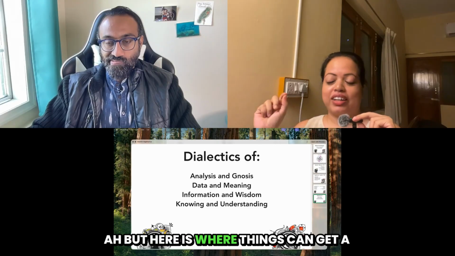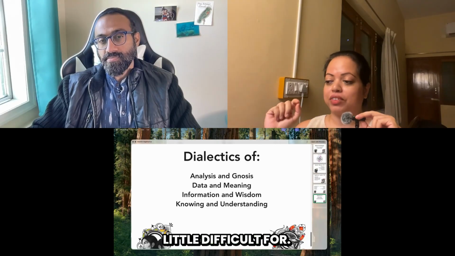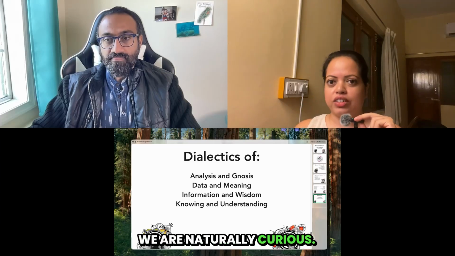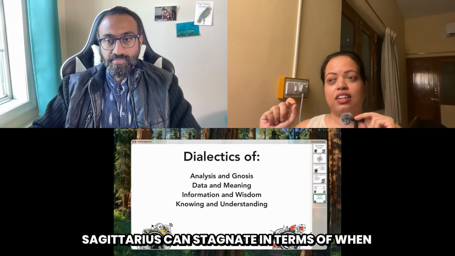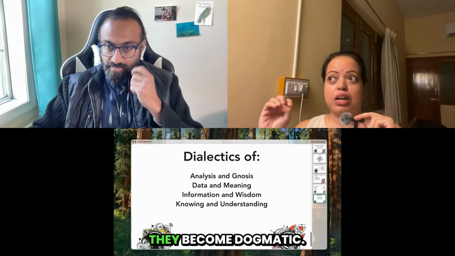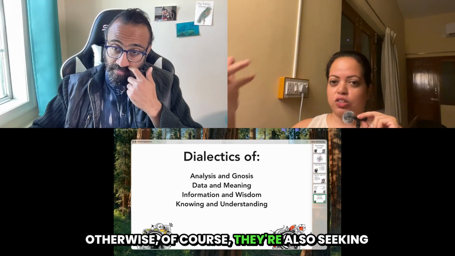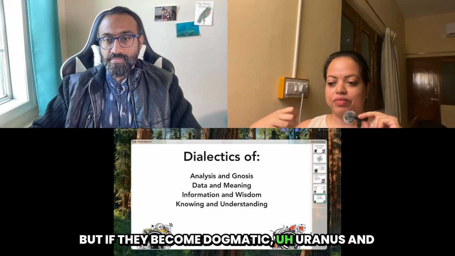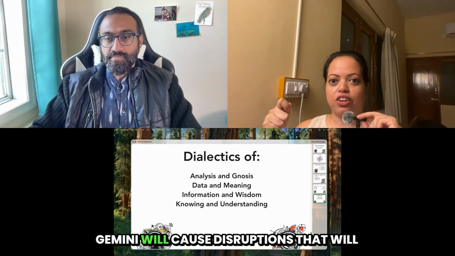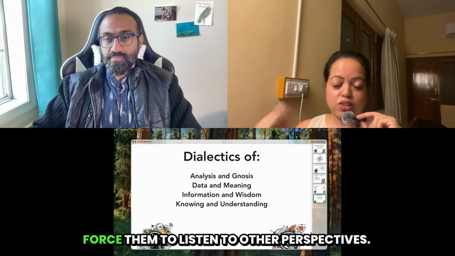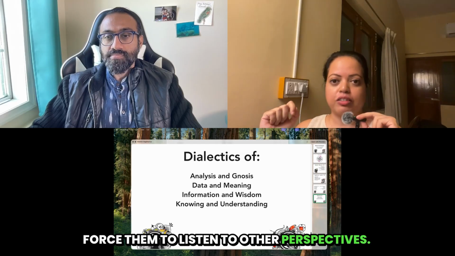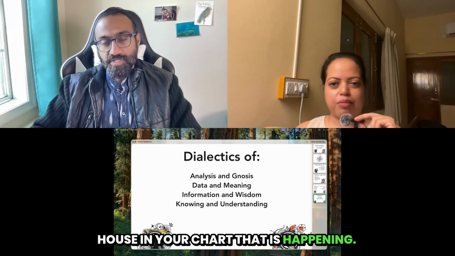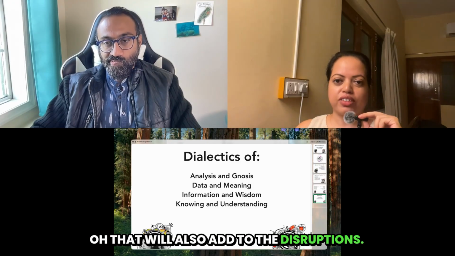But here is where things can get a little difficult for Sagittarius because Gemini does not tend to stagnate. We are naturally curious. Sagittarius can stagnate when they become dogmatic. Otherwise, of course, they're also seeking higher philosophy all the time, which is great. But if they become dogmatic, Uranus in Gemini will cause disruptions that will force them to listen to other perspectives. And then, of course, it depends on which house in your chart that is happening. That will also add to the disruptions.